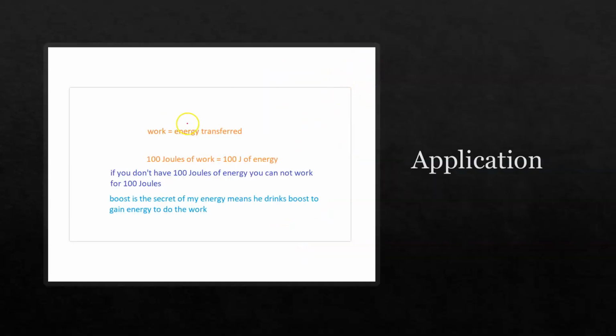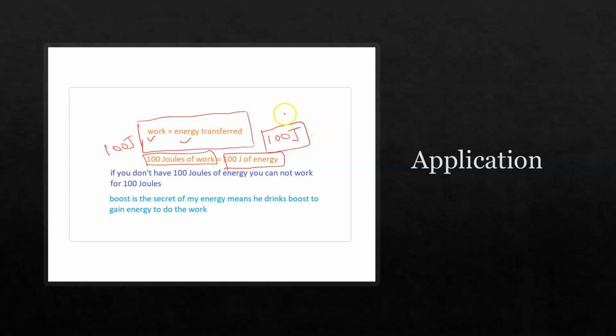Now here is the application. What is the application? How are we applying it? The first question I asked: are they the same? Yes, they are the same. That means if you are doing 100 joules of work, you are releasing 100 joules of energy. If you don't have 100 joules of energy in your body, you cannot do 100 joules of work. So it is very important that you have 100 joules of energy in your body.